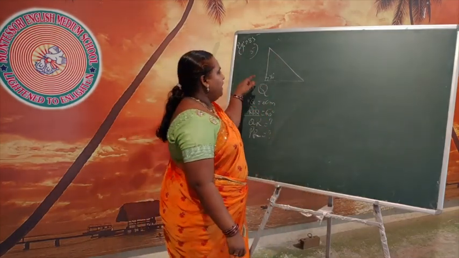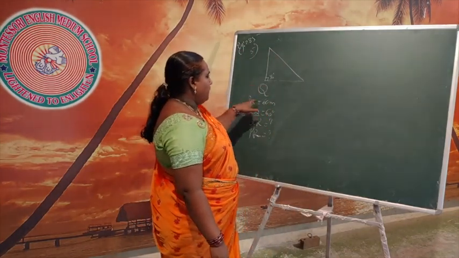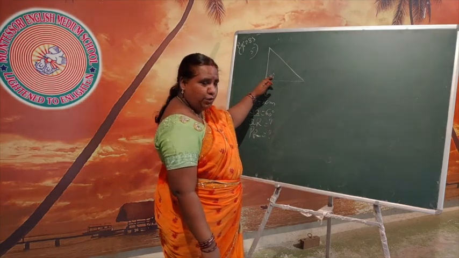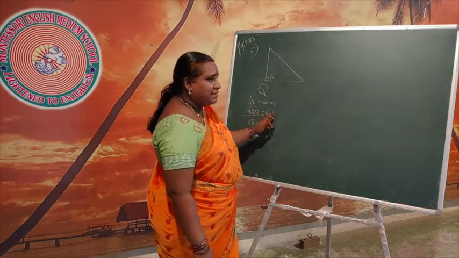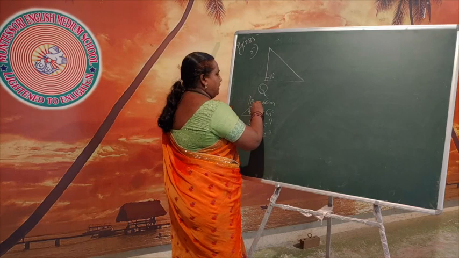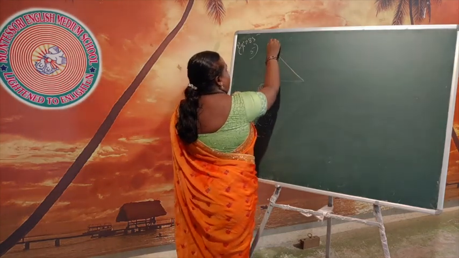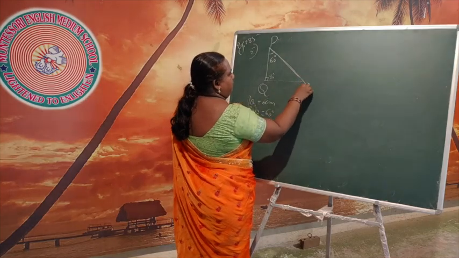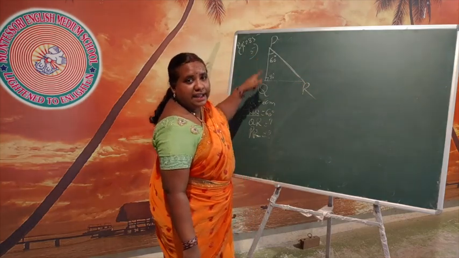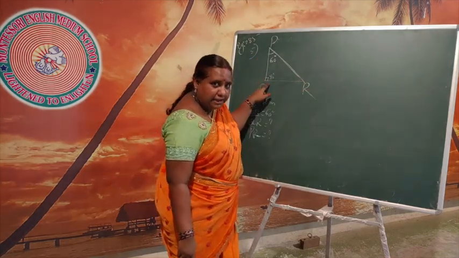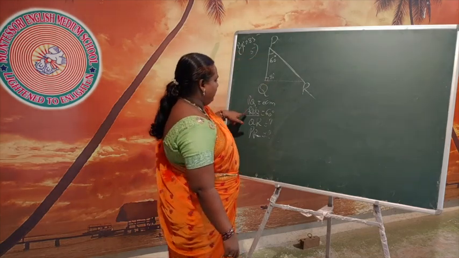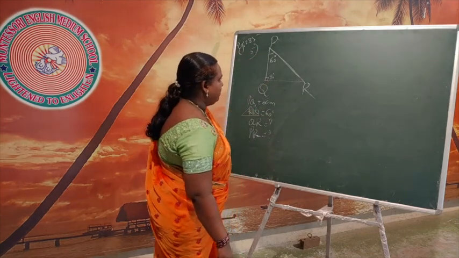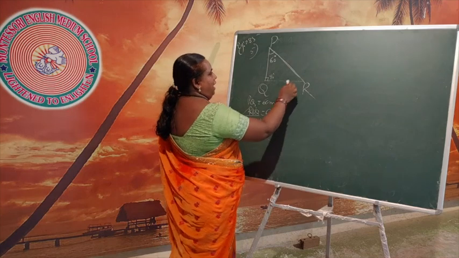Children, once again read the sum carefully. In a right angle triangle PQR, PQ is 6, right angle at Q, angle RPQ is 60 degrees. Means it is near P. You mark it as P, 60 degrees. Then automatically this will be R. Right angle triangle PQR, right angle at Q, and angle P is 60, because RPQ is 60 degrees. Now, what about QR?